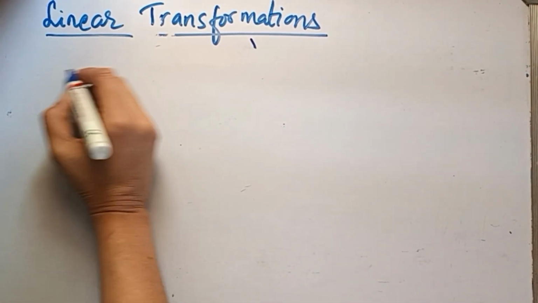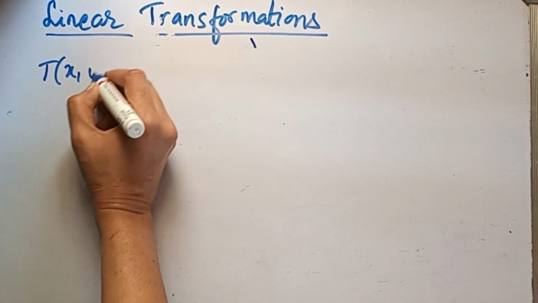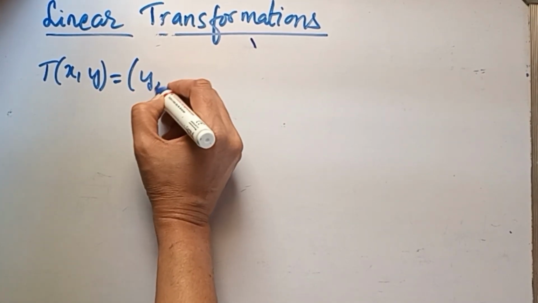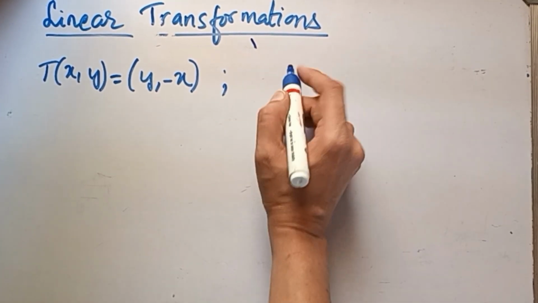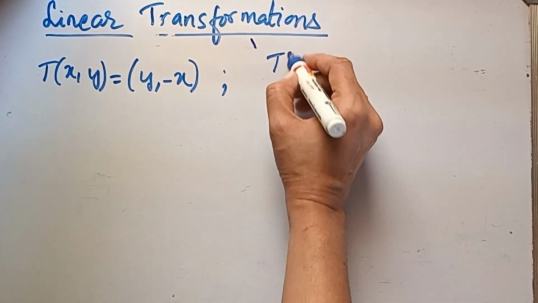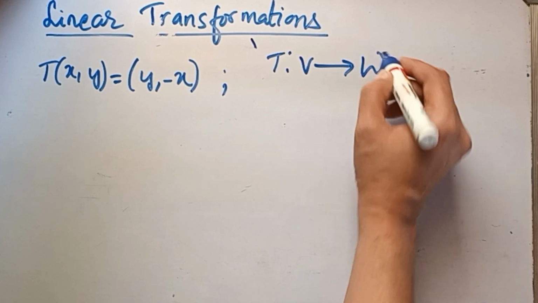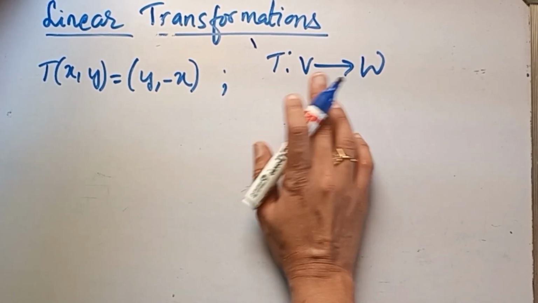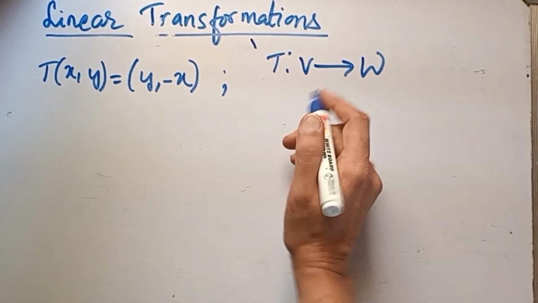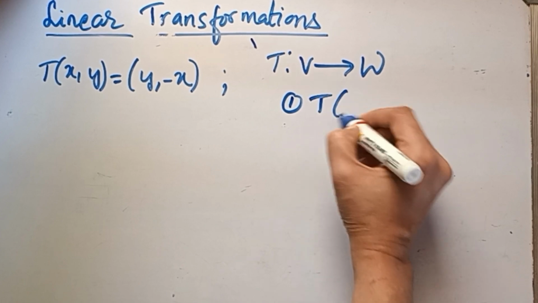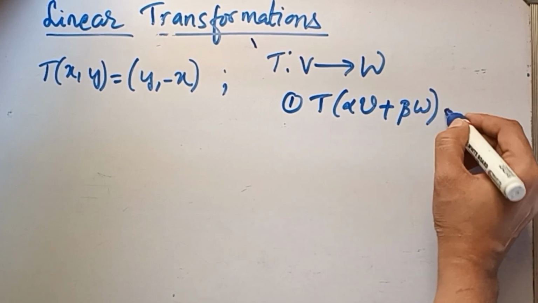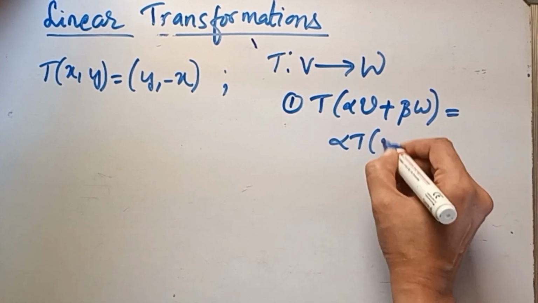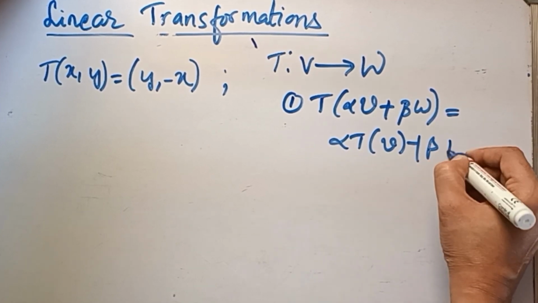So algebraically, that transformation is represented as T of (x, y) equals (y, minus x), and mathematically we write the definition of linear transformation as: let T be a mapping between two vector spaces V, W, such that the first condition is T of (alpha v plus beta w) is equal to alpha times T of v plus beta times T of w.